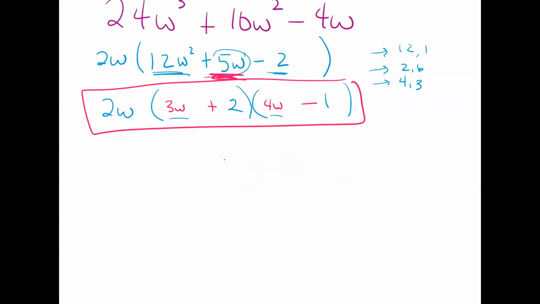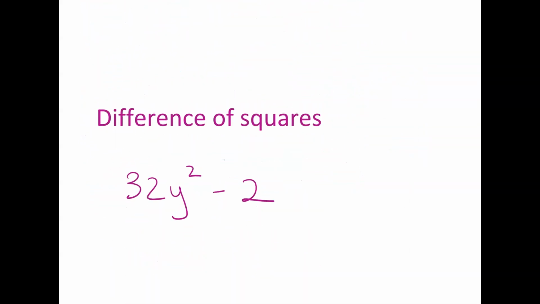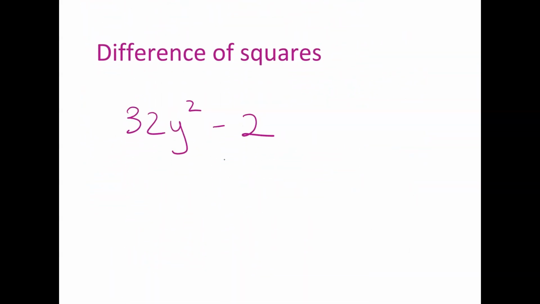Okay, moving on. Difference of squares. This is a special kind of factoring. Difference of squares, what you want to do is you always want to look for, do you see perfect squares, and do you see a subtraction sign in the middle. Now, right now, I don't see perfect squares, but remember our rule. Is there a greatest common factor? Yes, there is. The number 2 goes into both of those.